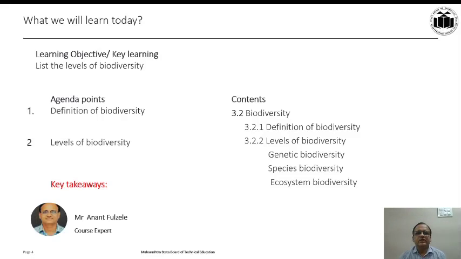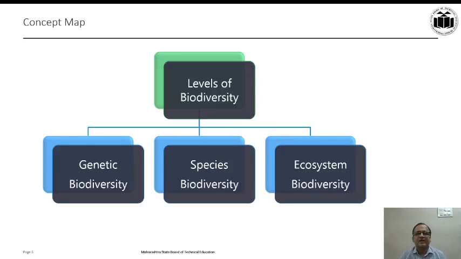What we will learn today. The agenda points are the definition of biodiversity and the different levels of biodiversity. Now to start with, this is the concept map which denotes the different levels of biodiversity. This can be enumerated as genetic biodiversity, species biodiversity, and ecosystem biodiversity.